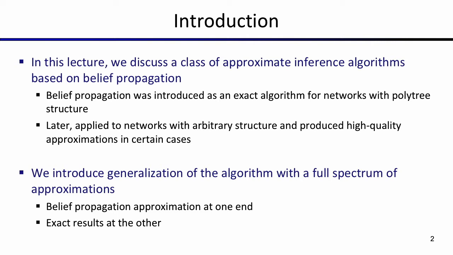So we're going to see in this lecture that this approach can provide us a full spectrum of approximations. So on one side we have the belief propagation algorithm that is highly efficient, but it's also very simple and cannot provide good approximations in some cases. And on the other side of the spectrum, we have more complex algorithms that require more time to compute the answers, but they can provide exact results. And you're going to see that the joint tree algorithm that we discussed 2 lectures ago is actually one representative of this class of algorithms where we can provide exact results.